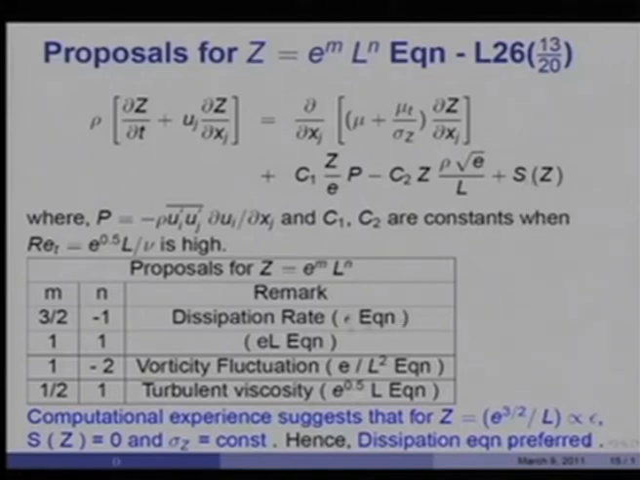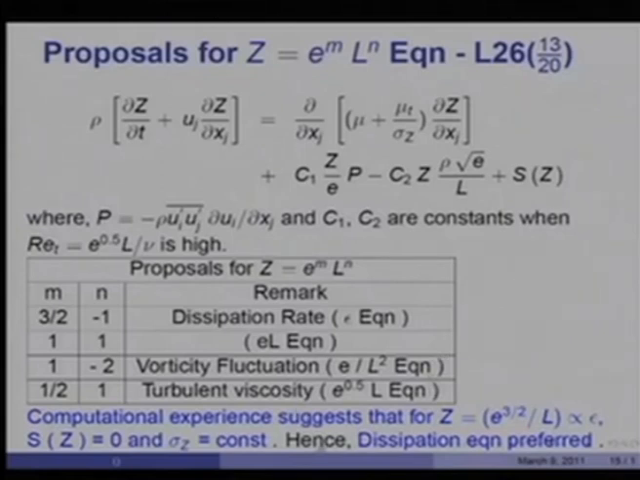It is the dissipation rate equation that is the only one which does not require Sz, and that is equal to 0. So, if we take z equal to e raised to 3 by 2 divided by L, we would have a nice convection term, a diffusion term, a production term, minus dissipation term with Sz equal to 0, and this is the most preferred alternative because this Sz equal to 0 term is an attractive feature, whereas in all other models Sz has to be tuned, as it were, and has to be modeled separately.